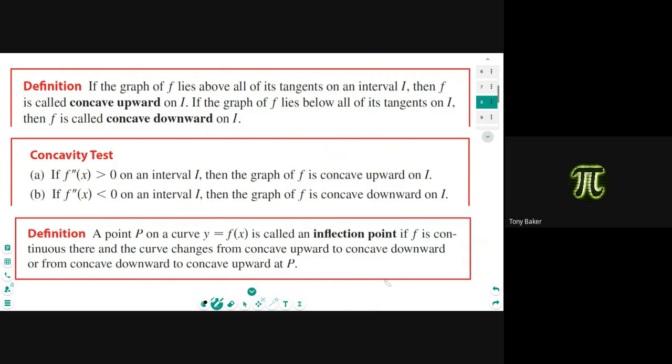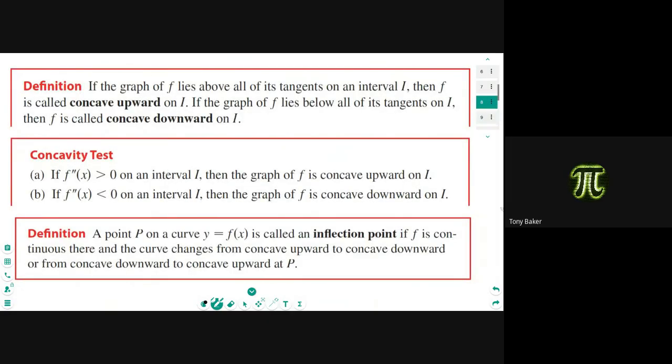The points in the middle of them are known as your inflection points. So those points in between. Those critical numbers that we're going to find again, those are going to give us our inflection points.